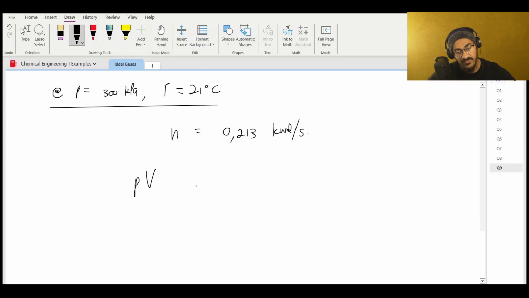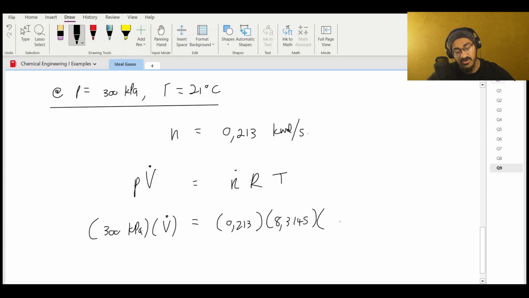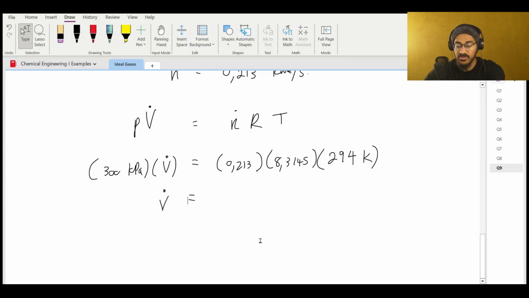So now I can say PV equals nRT. My pressure is 300 kilopascal. My volume is unknown, and I'm going to put a dot on top. The number of moles is 0.213 kilomoles per second, and I'll also add the dot on top here. R is 8.3145. And my temperature, remember, the Kelvin police will find you, is 294 Kelvin. So my volumetric flow rate comes out to be 1.736.